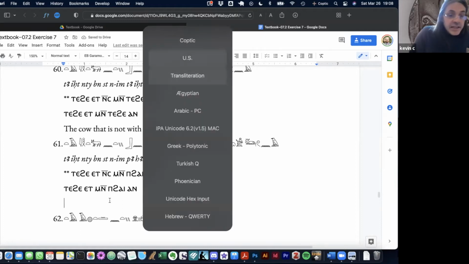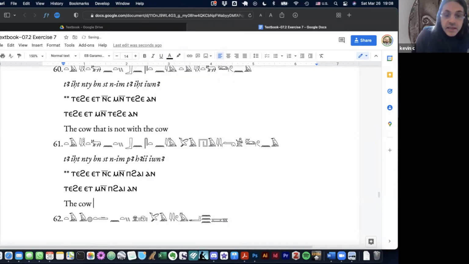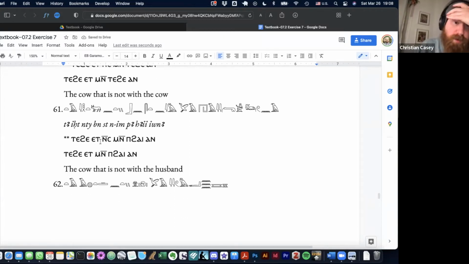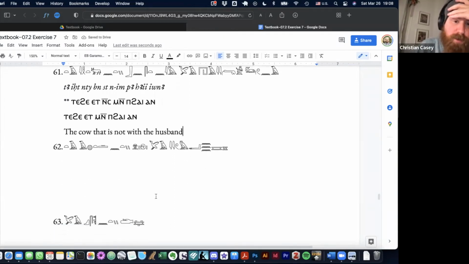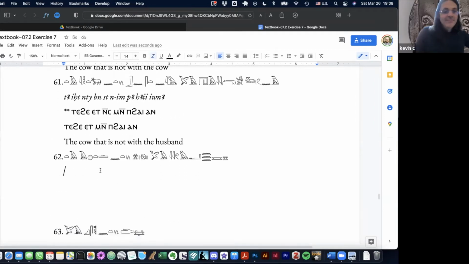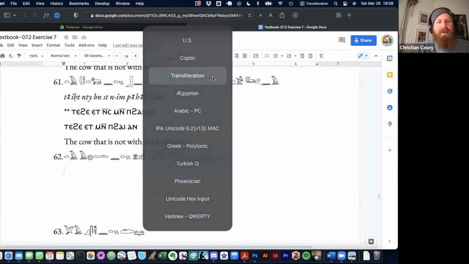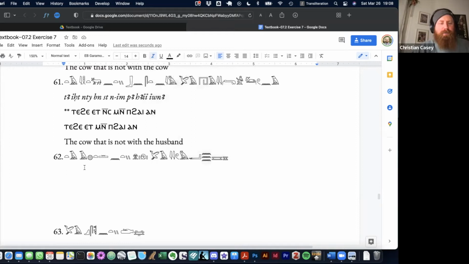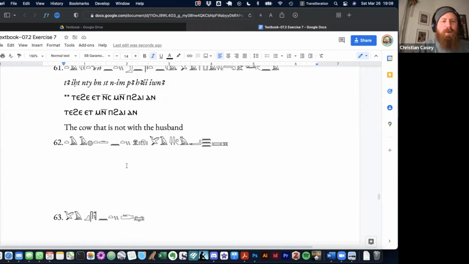Yep. And that is the cow that is not with the husband. Something tells me I intended to put wife here and put cow instead, which sounds like I'm being rude, like I'm calling some poor lady a cow. That's obviously not the intention. I think I just moved the words around and put the wrong one in the wrong place. Anyway, you want to do one more?